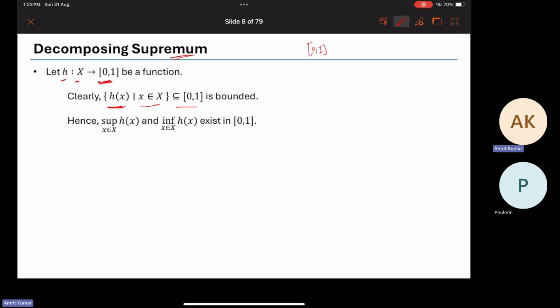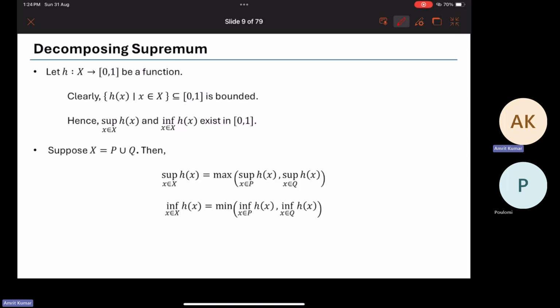So the range of h is going to be some subset of [0, 1]. And this range is going to be bounded because [0, 1] is bounded, right? It's bounded above by 1 and bounded below by 0. So therefore, as we saw in the last session, the supremum of h(x) over the domain X and the infimum of h(x) over domain X are going to exist in the unit interval, right?